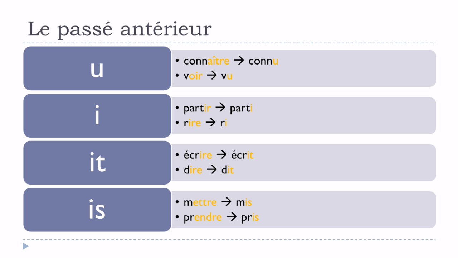After that, of course, we've got the tricky ones. So verbs from the third group. So we can make some subgroups, but then be careful. You should definitely learn them by heart, but if it helps. So les participes passés qui finissent avec U, that will end with U, for example. Connaître will become connu. Voir will become vu. Okay, and then in I as well. So partir will become parti. Rire will become ri. Okay, and then in IT, écrire will become écrit. Dire will become dit. And then in IS, mettre will become mis. And prendre will become pris.